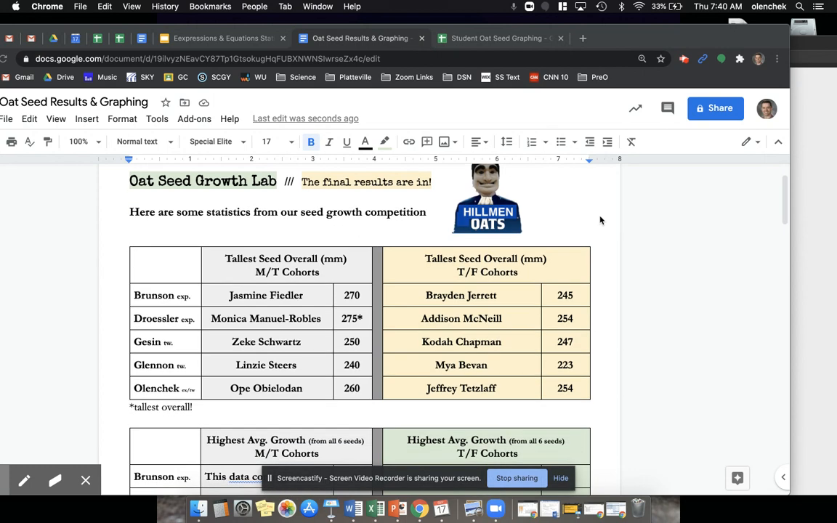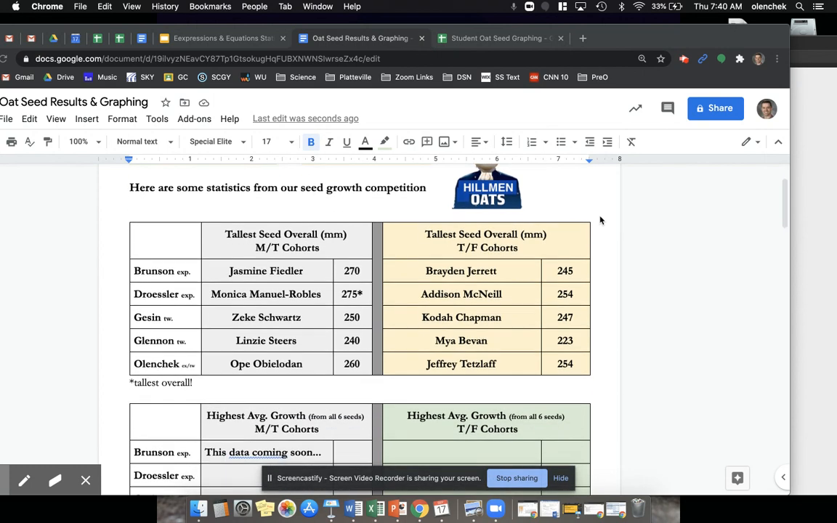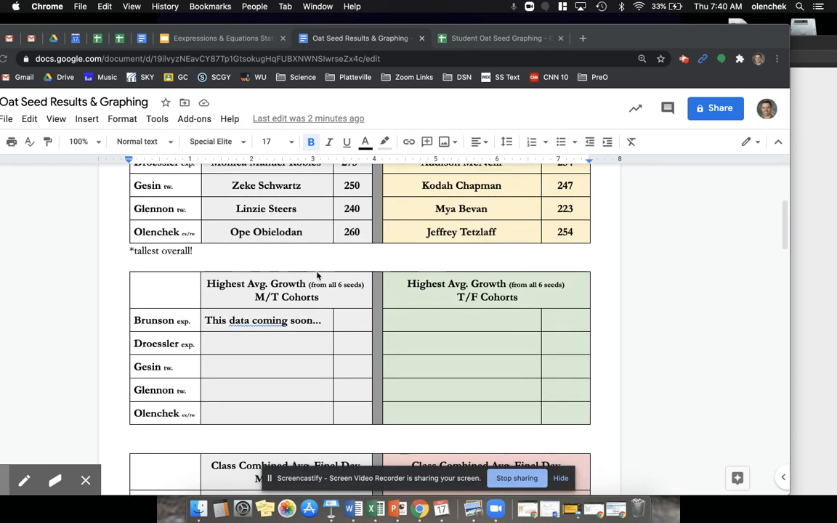The document shows some of the final results from all of our oat seed growth. Our tallest overall was from Monica and Miss Dressler's experimental group. We had a seed length of 275 millimeters. A few came close, but none as close as Monica's. Well done. I am still cranking out some numbers for the individual with the highest average growth from all 6 of your seeds, so check back on here later.